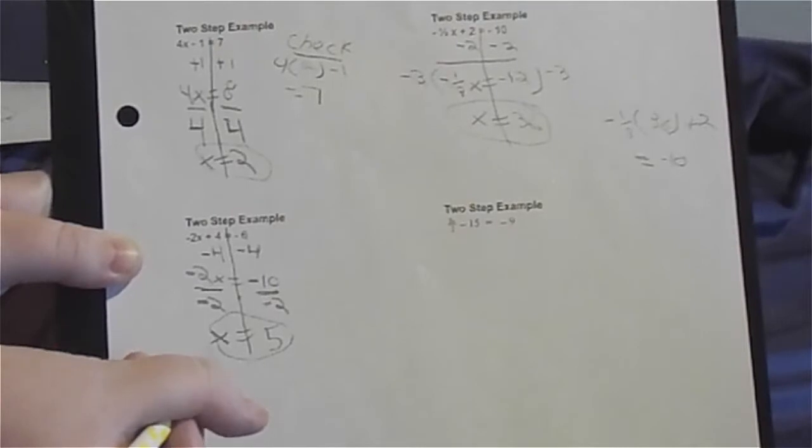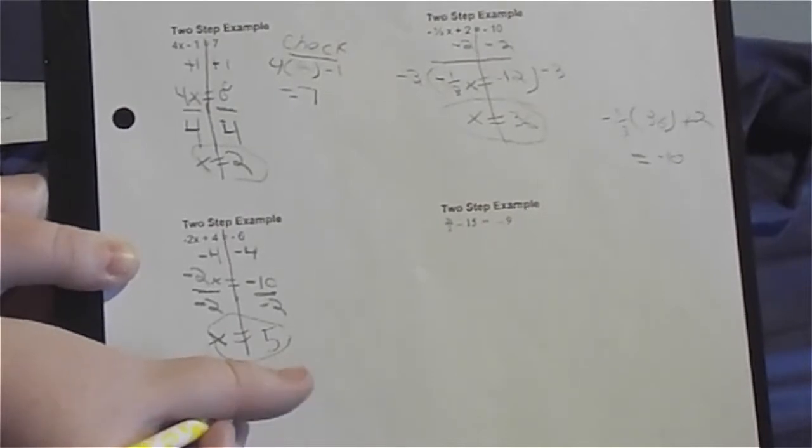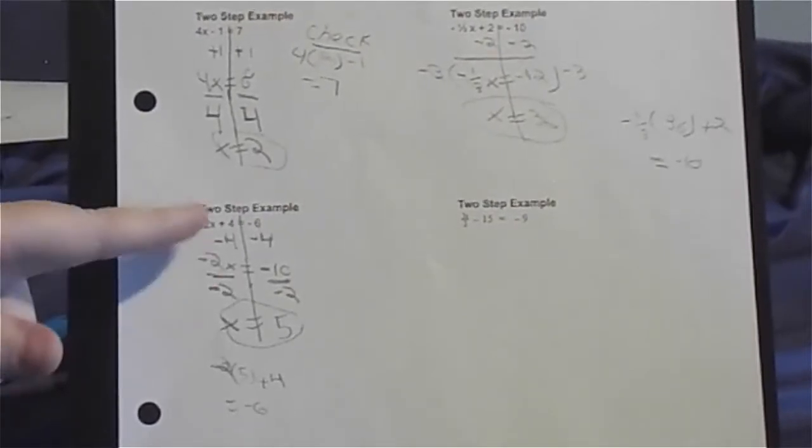If I plugged in negative 2 times 5 plus 4 into the calculator, I would get out negative 6. So I know I'm right, because when I plug it back in, it equals what it's supposed to equal.